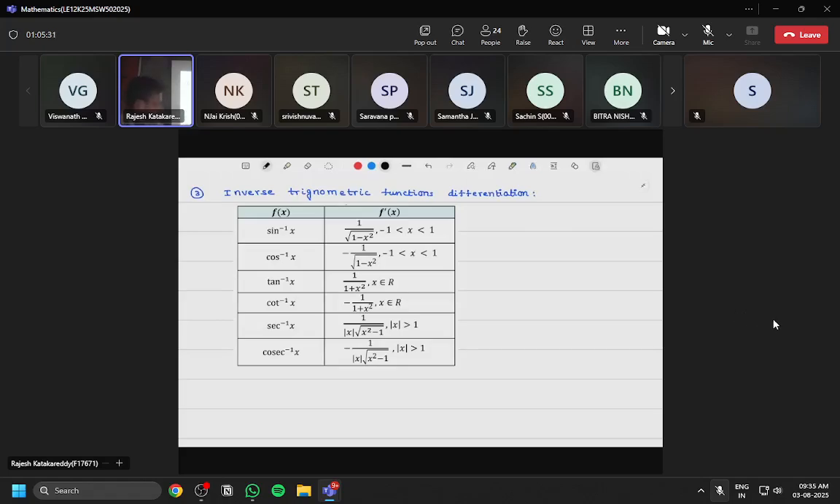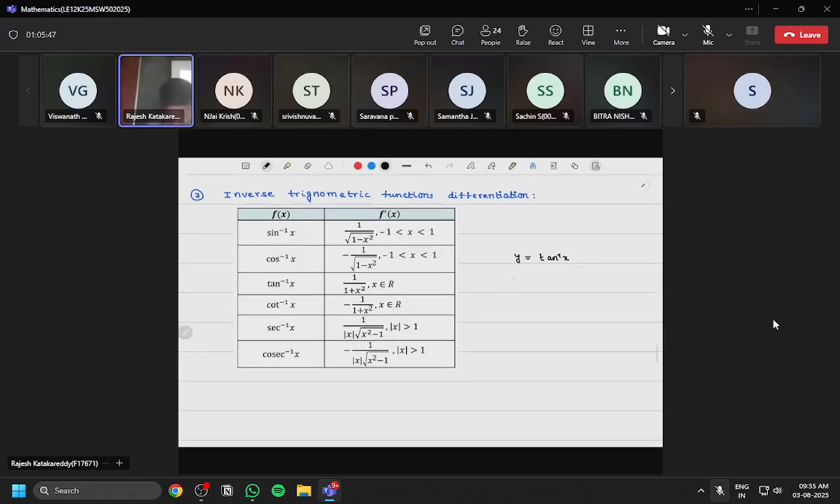We will take any function. Let's take y is equal to tan inverse of x, right? Changing sides, technically taking tan on both sides, I can say tan y is equal to x.